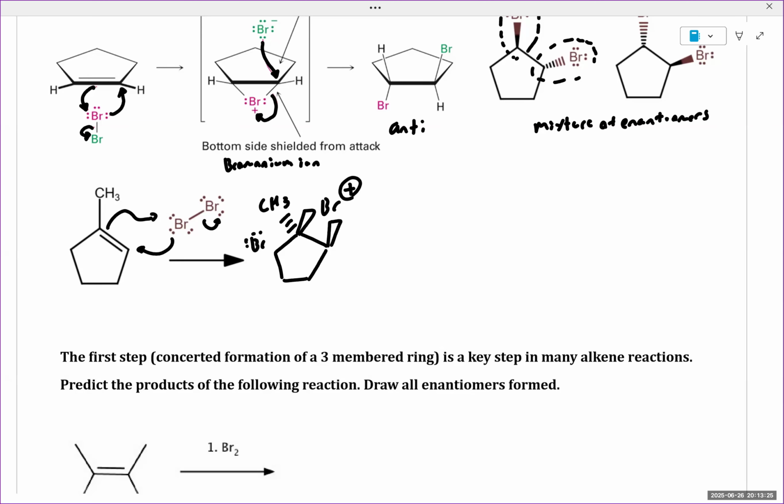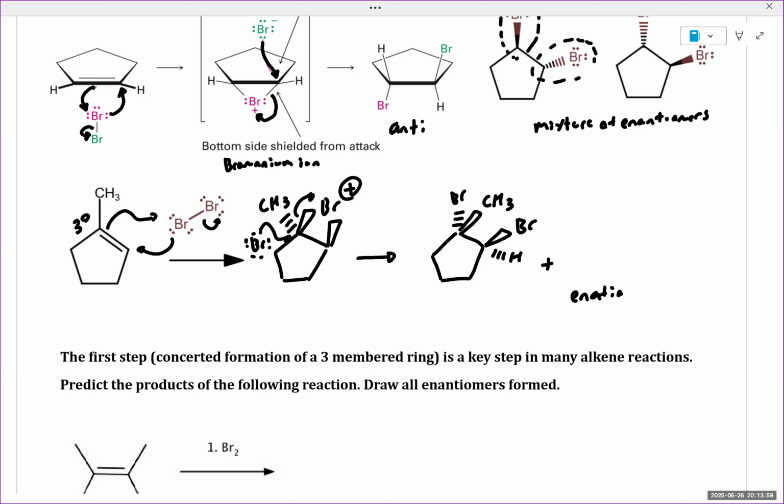your equivalent of bromide will attack and open the bromonium ion at the most substituted carbon. In this case, we're going to attack with the bromide anion and open the bromonium ion at the tertiary carbon position. That in turn yields the dihalide. And as you can notice, both of the bromine atoms are installed on opposite faces.